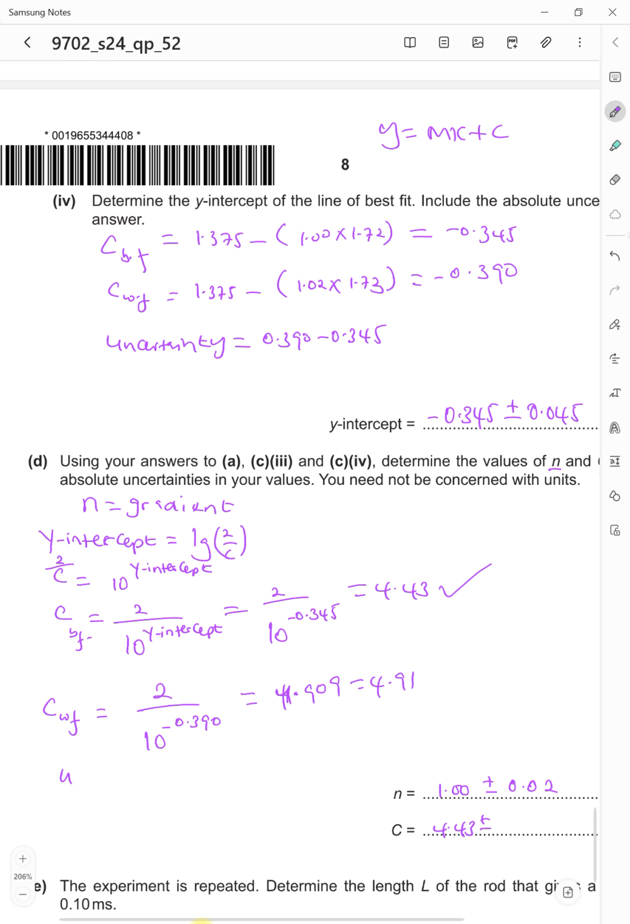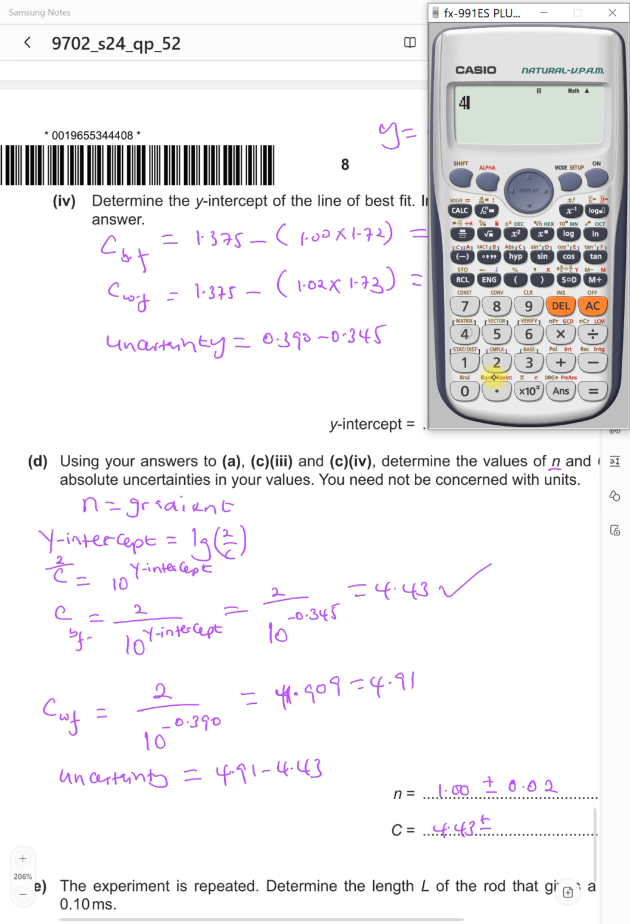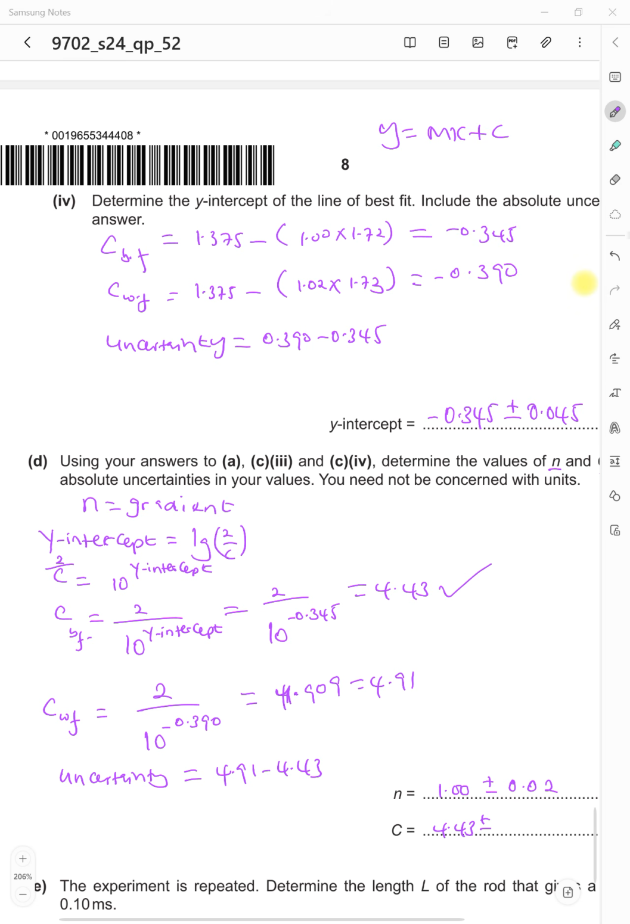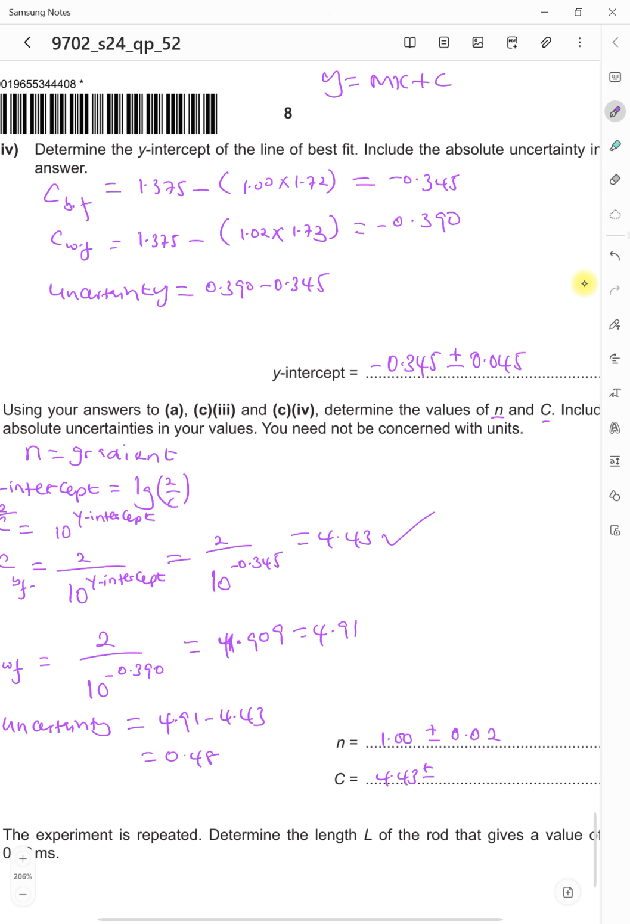So I want to find the uncertainty. The uncertainty is going to be equal to 4.91 minus 4.43, that is 0.48. So the answer here is going to be 4.43 plus or minus 0.48.